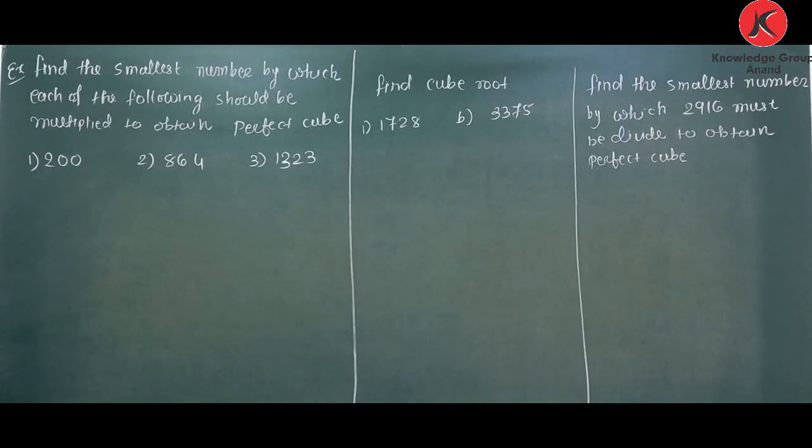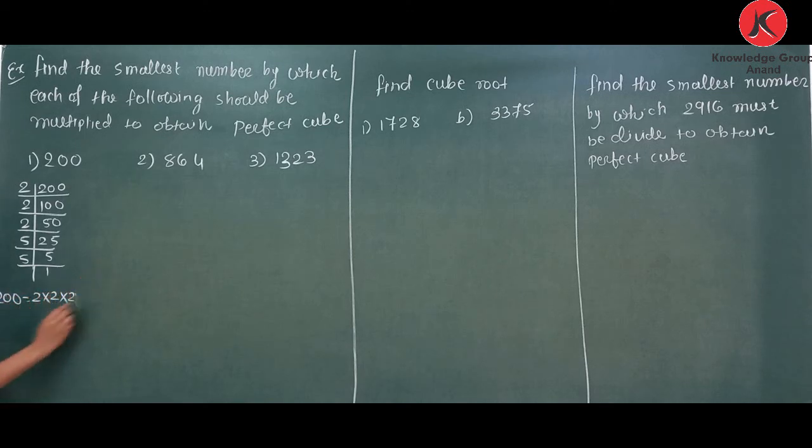Now next one: find the smallest number by which each of the following should be multiplied to obtain a perfect cube number. So let's find factors. Whenever there is this kind of question, first find the factors. First is 200. Factors of 200: 100, 50, 25, 5 and 5. So the factors of 200 are 2 multiply 2 multiply 2 multiply 5 multiply 5. 2 is in a group of 3, but 5 is not in a group of 3. So which number should we multiply by?